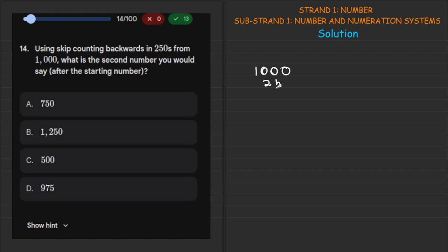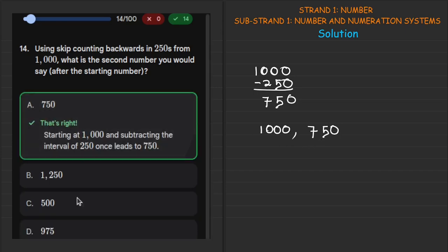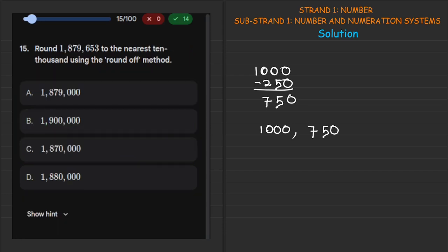So 250 from 1,000 is going to give us 750. So 750 is the second number we are going to see. So starting again, we have 1,000, which is the first number. Then the second number, which is 750. So our answer is 750. And the reason is starting at 1,000 and subtracting the interval 250 once leaves 750.